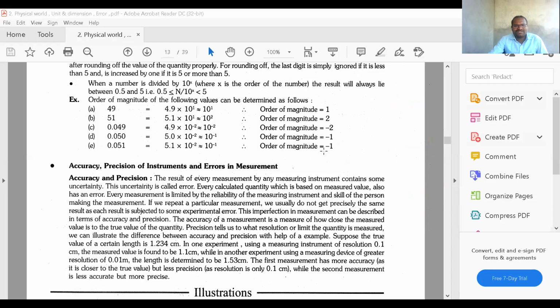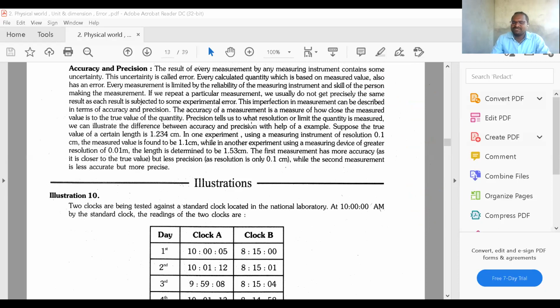What is accuracy and precision? Accuracy is nothing but, for example, you have one true value and you have done one measurement, that measured value, how much close it is to the true value, that we call accuracy. And precision is nothing but to what extent, means up to what decimal points you have taken that measurement, that is called precision.